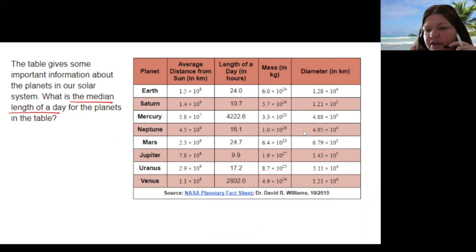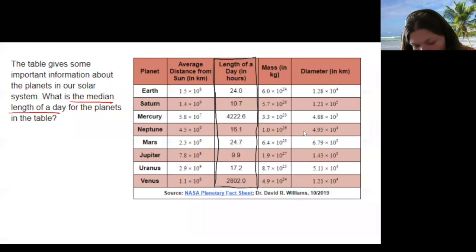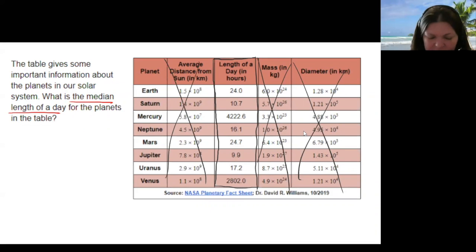One of the GED's favorite things to do is give you a table with way more information than you need. So help me to focus in, guys. Where should I be looking? In the day column. Yeah, Amy says in the length of day column. There we go. If we're finding the median of the length of day, there's the data we care about, the length of days. I don't want to look at mass or diameter of the planets or average distance from the sun. None of that's going to come into play. So this is my list of data and I want the median.